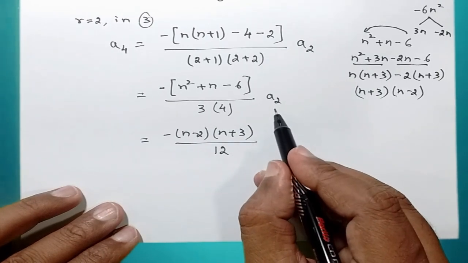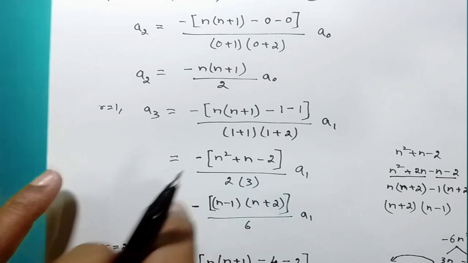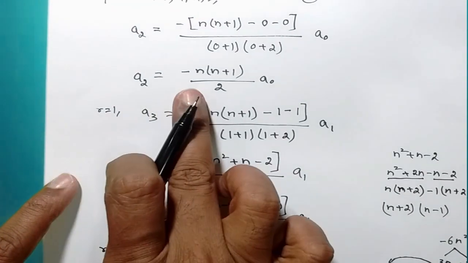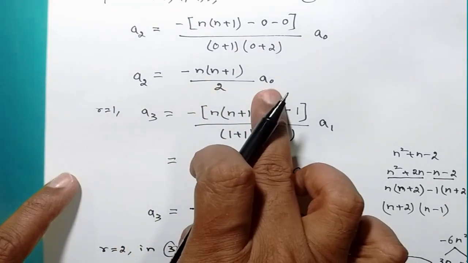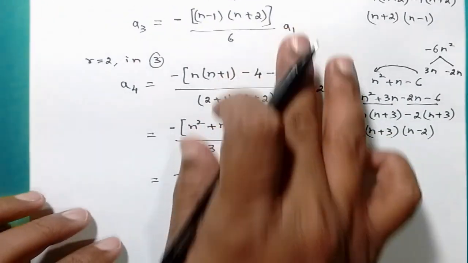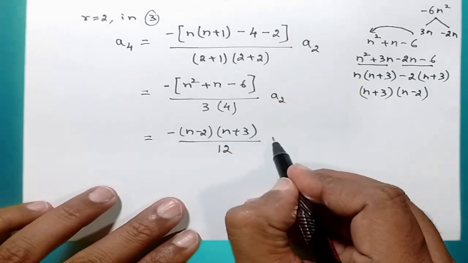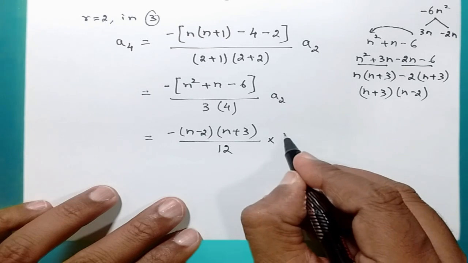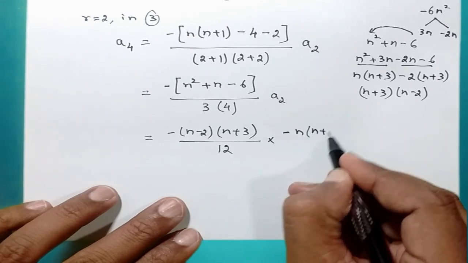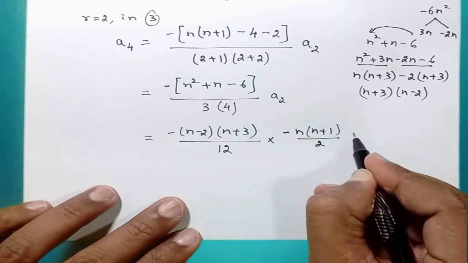But we already know the value of a2. The value of a2 we have already calculated here. a2 value is minus n into (n plus 1) by 2 into a0. That value you can plug in over here. So into a2, the value is minus of n into (n plus 1) divided by 2 into a0.